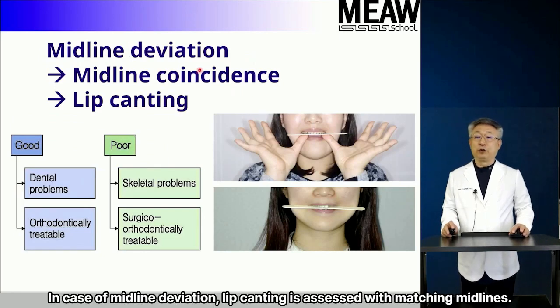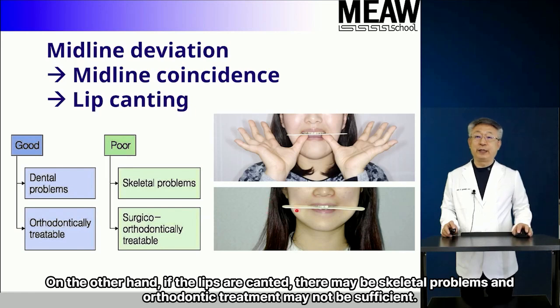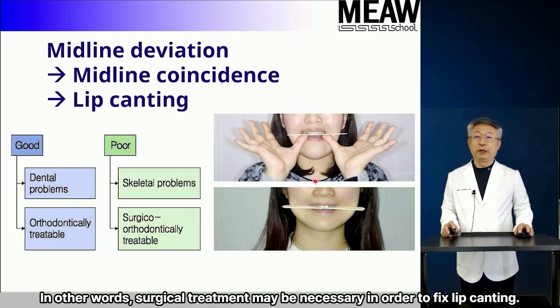In case of midline deviation, lip canting is assessed with matching midlines. If the lips are even, the facial appearance is good and the patient can be treated with orthodontic treatment only. On the other hand, if the lips are canted, there may be skeletal problems and orthodontic treatment may not be sufficient. In other words, surgical treatment may be necessary in order to fix lip canting.